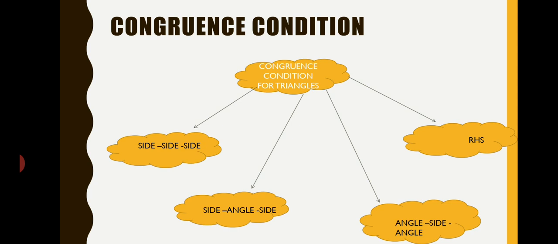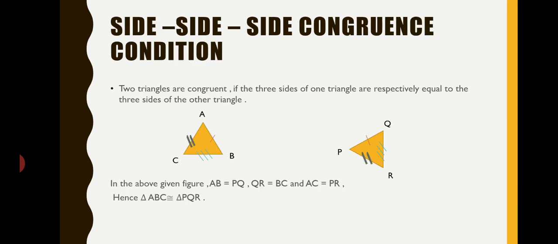And RHS. The sequence is again very important. Like in your second condition, it's side angle side, so you will not write angle side side. So the sequence is very important. The first condition is the side side side congruency condition. So what is the side side side congruency condition? We will take the three sides of the triangle.